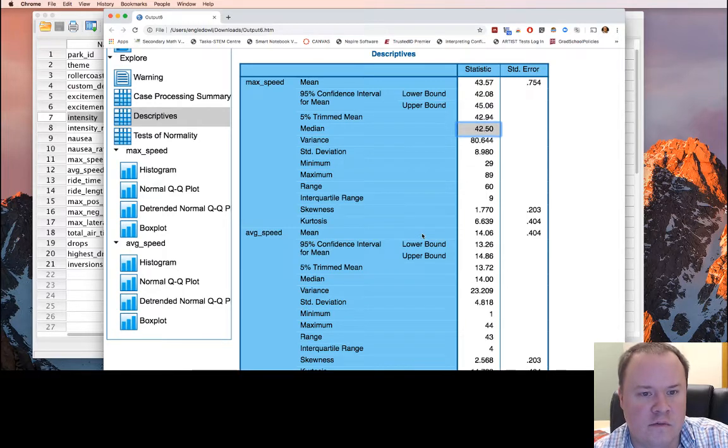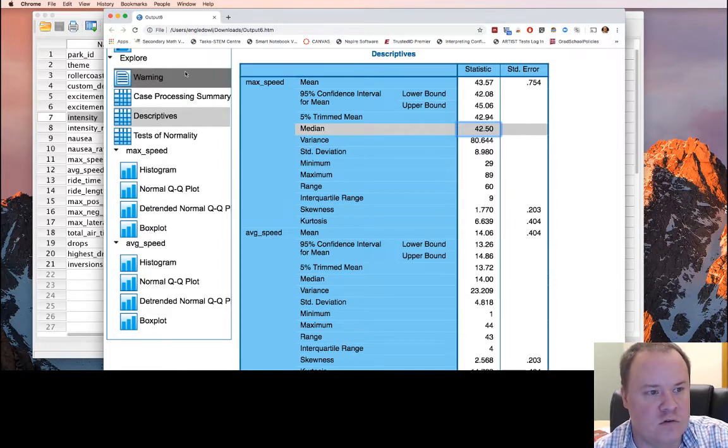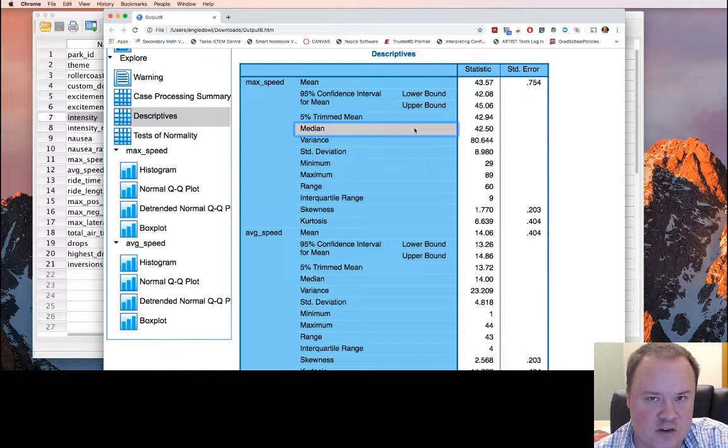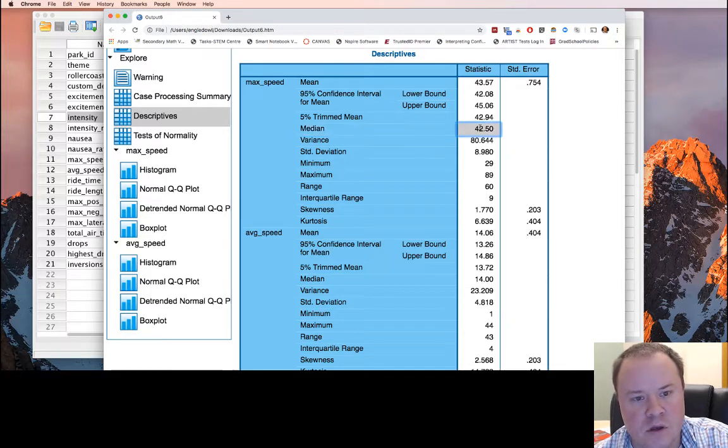And the median is 42 miles per hour, 42.5 miles per hour. And the median, remember, is calculated as the 50th percentile. So if you take all of the max speeds and put them in order from smallest to largest, it is the middle value. So since there are 142, I think that was right. Yeah, 142 values. So if you divide 142 by 2, you get 71. So if you put all of the max speeds in order from smallest to largest, it is the 71st data point. So half the data points are smaller than that, half are bigger than that.